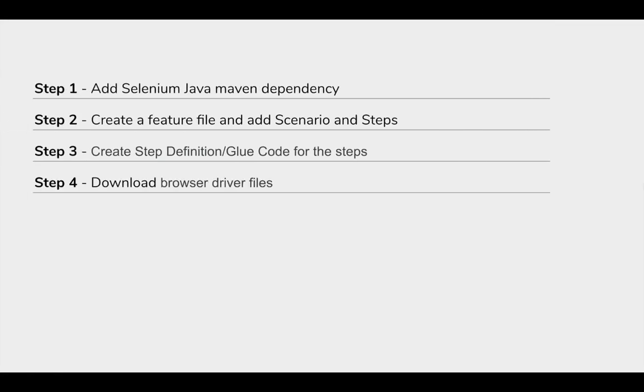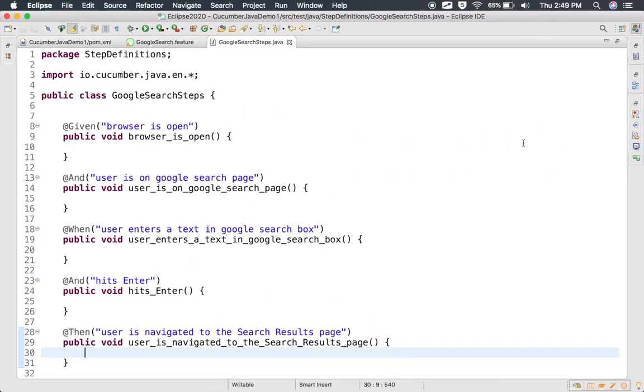Step number four is we have to download the browser driver files. So when you have to do automation testing with Selenium, we have to get the browser drivers. For example, if you want to run on Chrome browser, you have to get the Chrome browser driver, that is chromedriver.exe. That is the Chrome driver file. Similarly, for Firefox, we get Geckodriver, then for Safari, IE, etc.